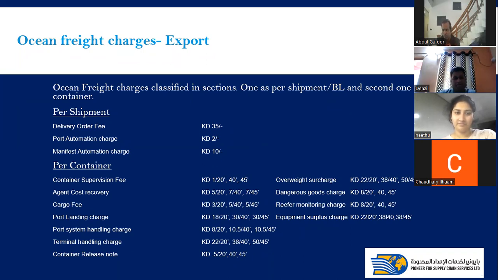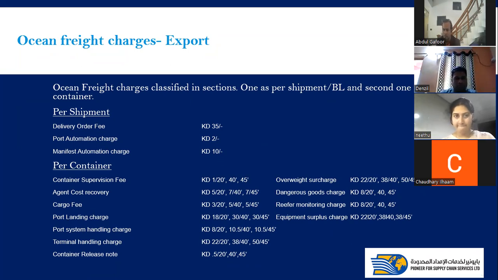This is the only important one. So we cannot calculate everything. One container, for example, 1,800 or 200, we cannot calculate for 10 containers as 20,000. You know that I said in the recording. Okay, because BL charges, manifest charges, and port automation charges will be per shipment. Okay, and all other charges are per container, like that.